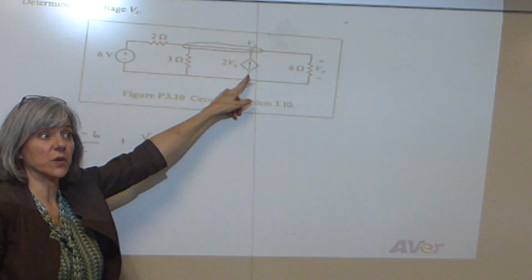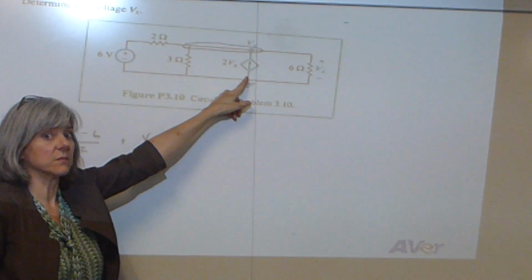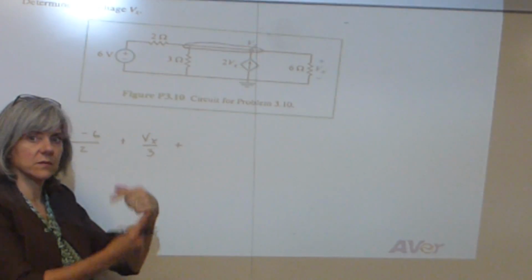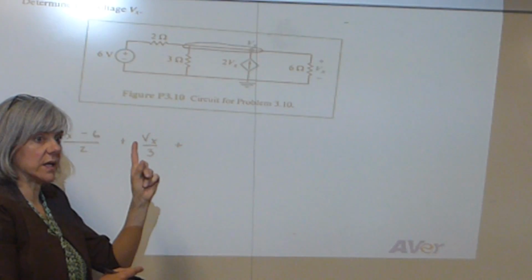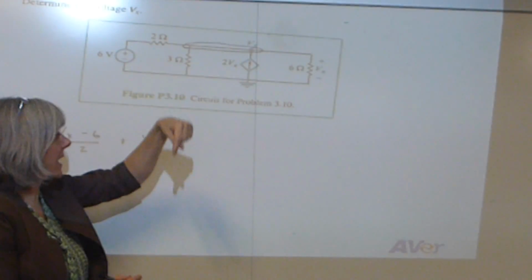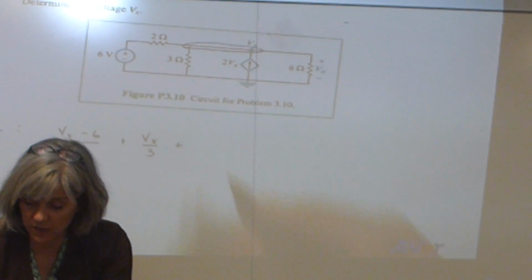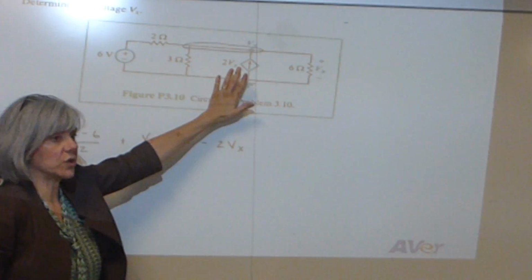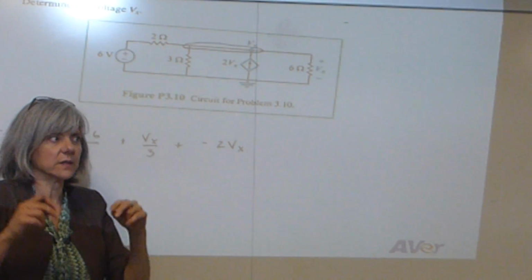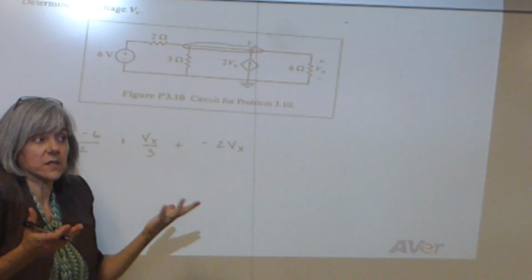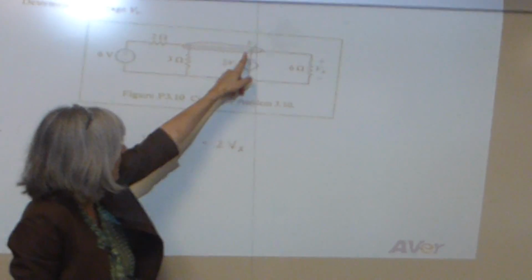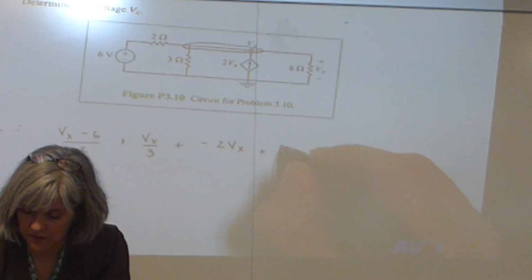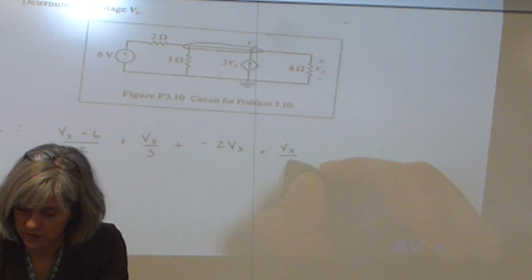Do we know the current in this branch? Yeah, it's 2 V sub x. So you want in or out? It's going in, and I'm summing everything going out. Negative. So it's going to be negative 2 V sub x. So you don't know the current, except you do. You have an expression for the current, that's sufficient. And then we have V sub x minus 0 over 6.